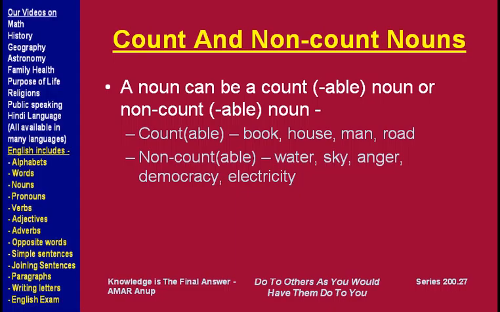Compared to that, non-count nouns cannot be counted. You cannot make the plural of non-count nouns, and they don't take quantifiers like many in front of them. So for example, water, sky, anger, democracy, electricity, they are all nouns, but they cannot be counted, they cannot be converted to a plural, so they are called non-count nouns. I hope the difference between a count noun and a non-count noun is clear to you.